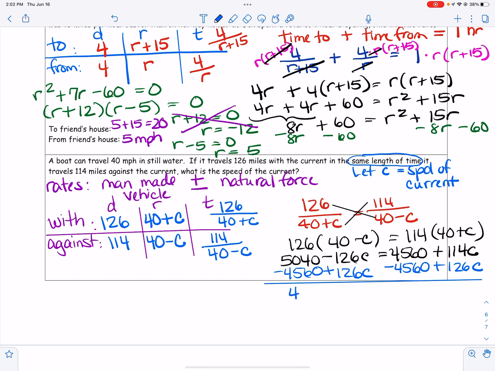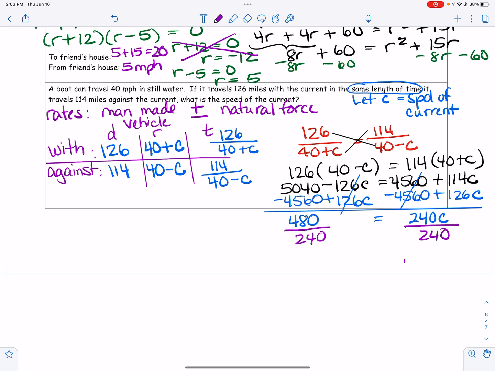So I get 480 on this side. This goes to 0. This goes to 0. And I get 240C. Divide by 240. And so the speed of the current is 2 miles per hour. And that finishes up 14.7, the distance equals rate times time problems.